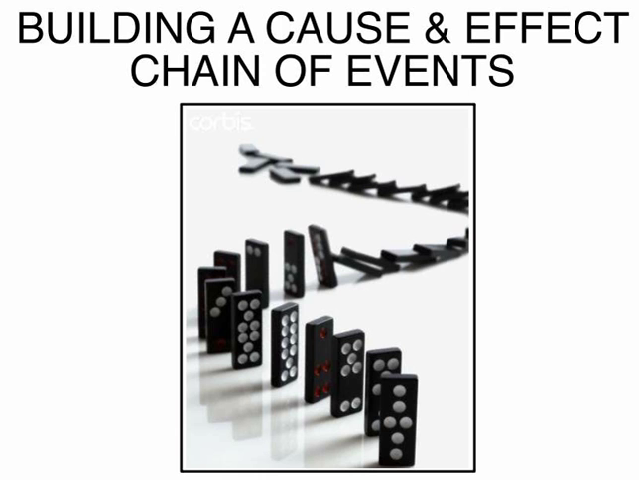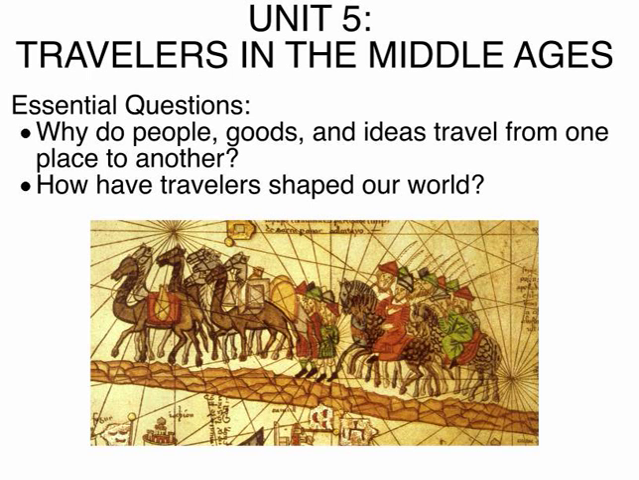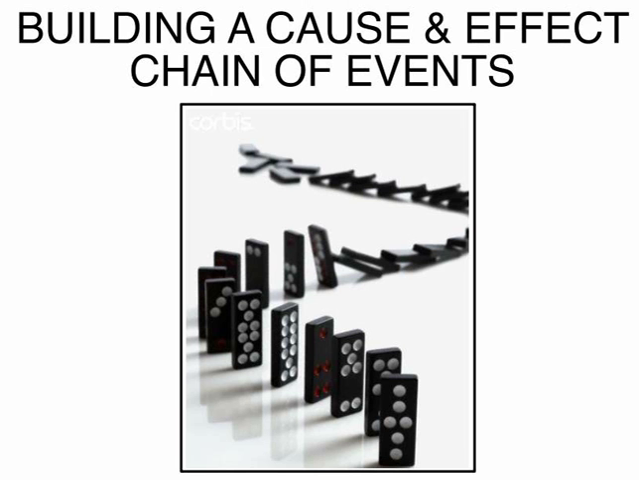As you're building a cause and effect chain of events, you might realize, if we go back for a moment, that the question about why people, goods, and ideas travel is a question about causes. What causes people to move from one place to another? The second question about how travelers have shaped our world is a question about effects. What effect does that have on the world?